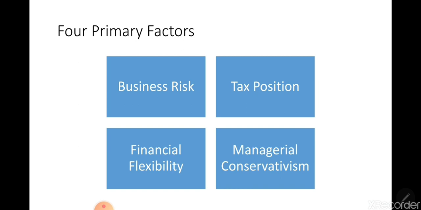Moving ahead, there are four primary factors that influence capital structure decisions. Number one is the business risk. Business risk is the riskiness inherent in the firm's operation. If it used no debt, the greater the firm's business risk, the lower its optimal debt ratio. So business risk means you're talking about a business that has zero loan, and the risk that is inherent in the type of business that he is doing.